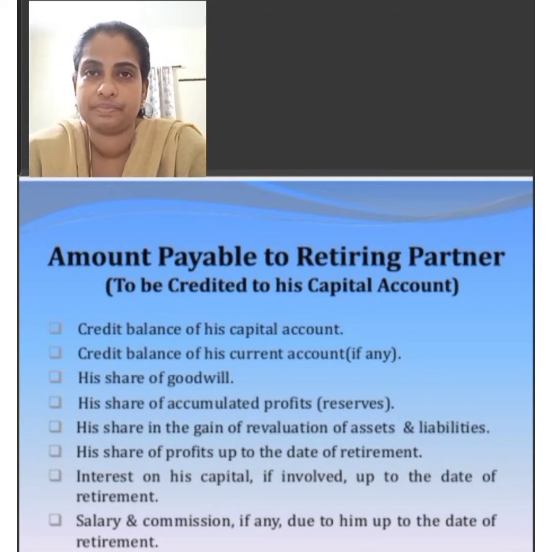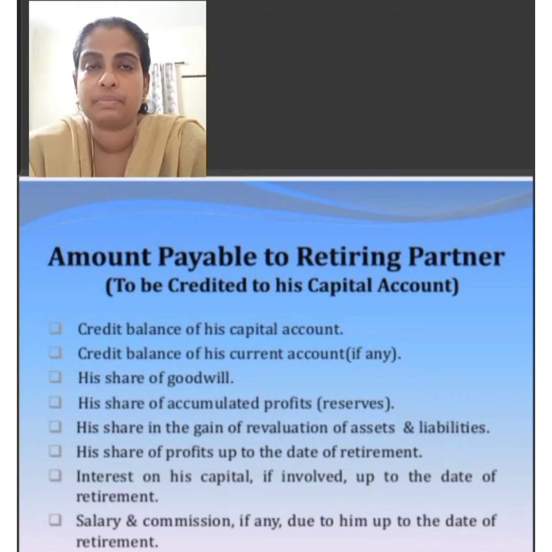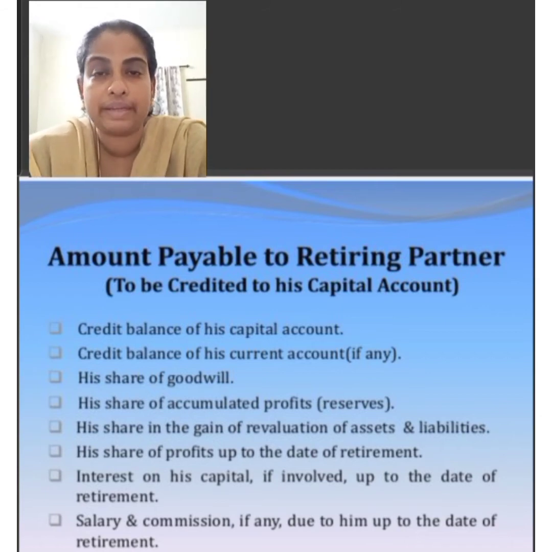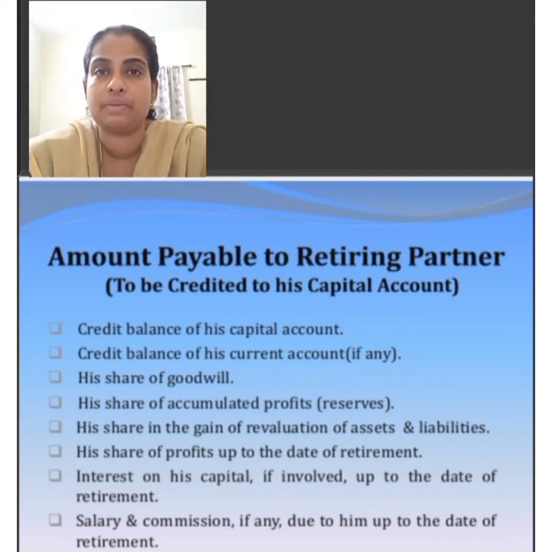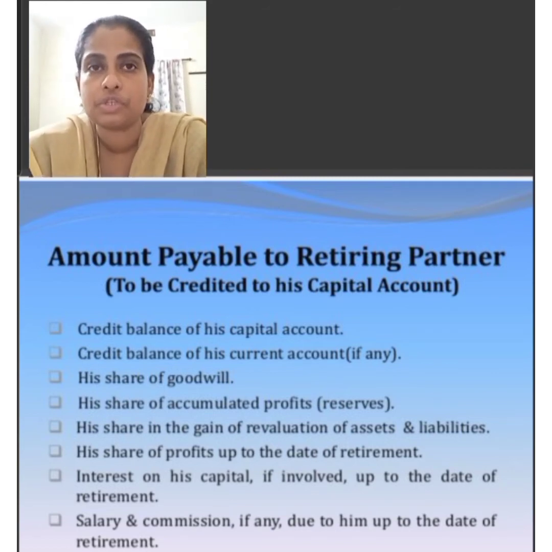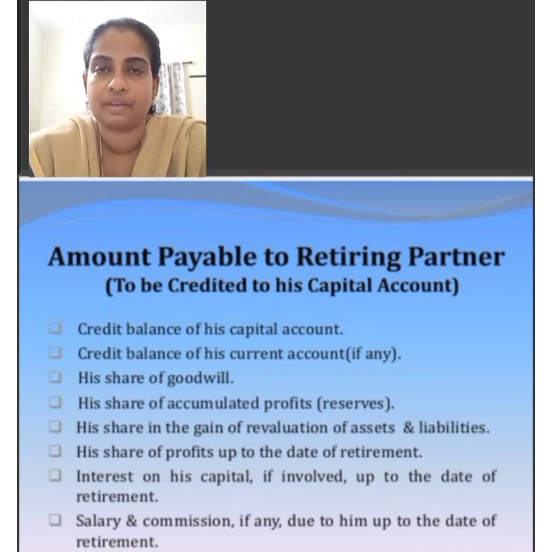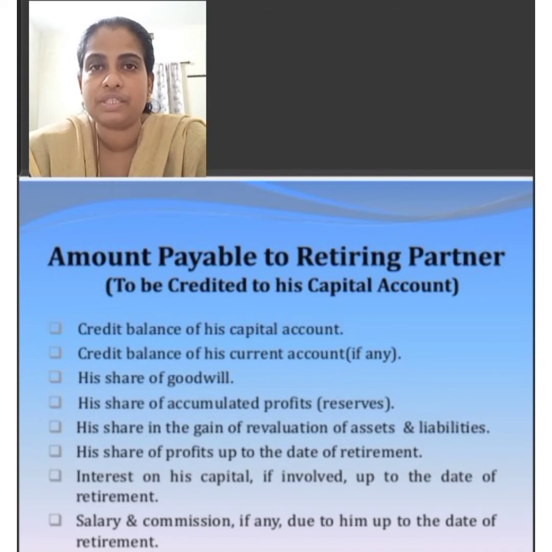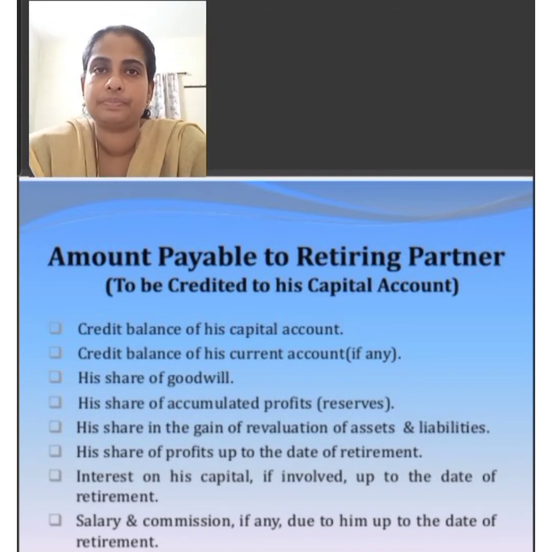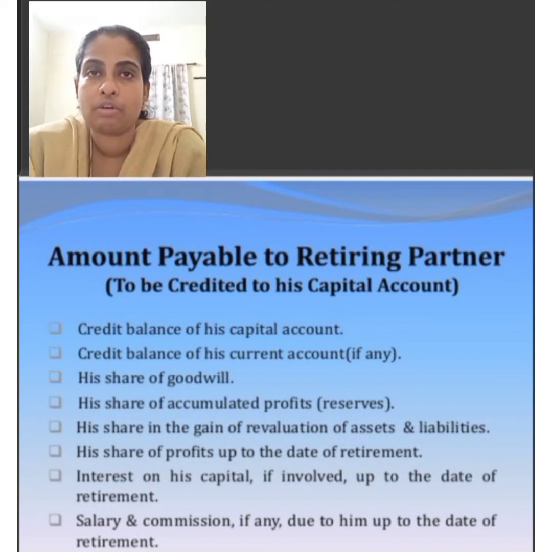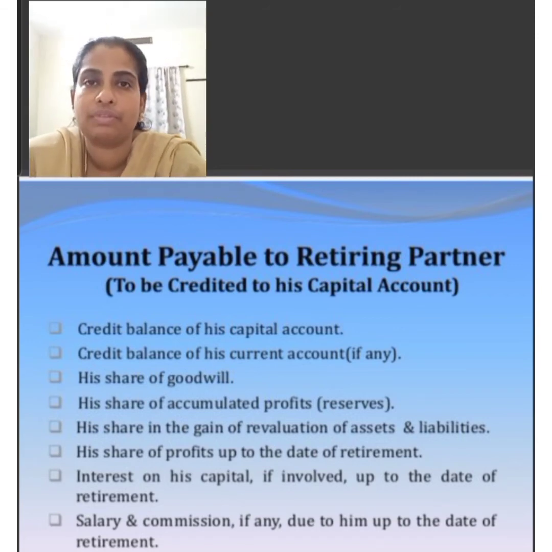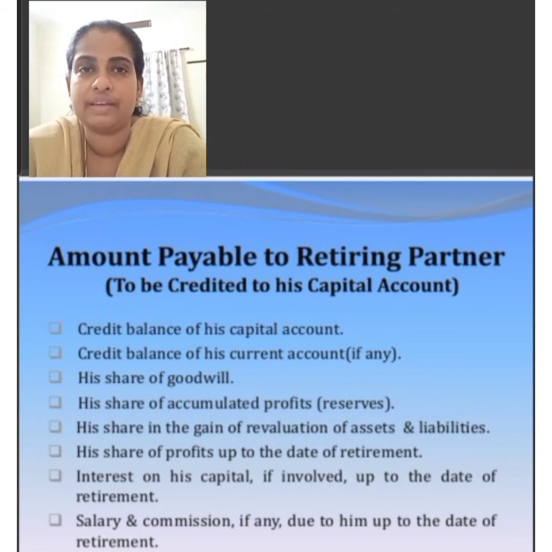The next item is share of profit from the closing of the last final account to the date of retirement. The retiring partner is entitled to receive a share of profit for the period between the date of preparing the last final account and the date of retirement. It is difficult to calculate actual profit for this period. So the partners may decide to evaluate the retiring partner's share of profit on the basis of last year's profit or on the basis of the average profit of the last 3 or 4 years.